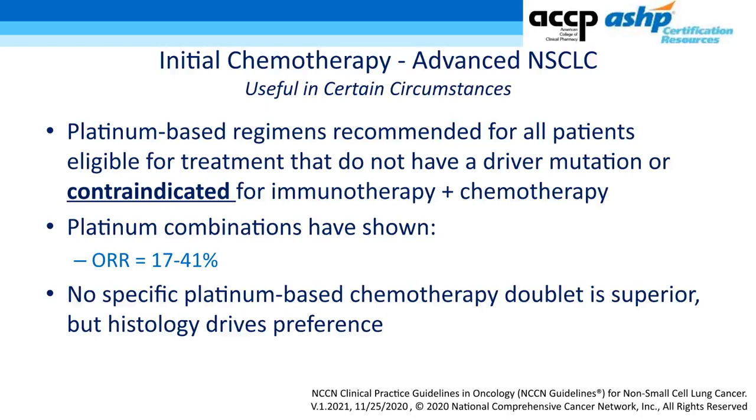It is important to note that some patients may not be amenable or have contraindications to immunotherapy, so platinum-based regimens should be recommended for all patients that are eligible for treatment that don't have a driver mutation. Platinum combinations overall have observed an objective response rate of anywhere from 17 to 41%. And to date, no specific platinum-based chemotherapy doublet is superior, but histology definitely drives preference. So again, to highlight, your non-squamous patients should be offered pemetrexed. In comparison to your squamous patients, we typically rely on paclitaxel or nab-paclitaxel as an option in combination with carboplatin.